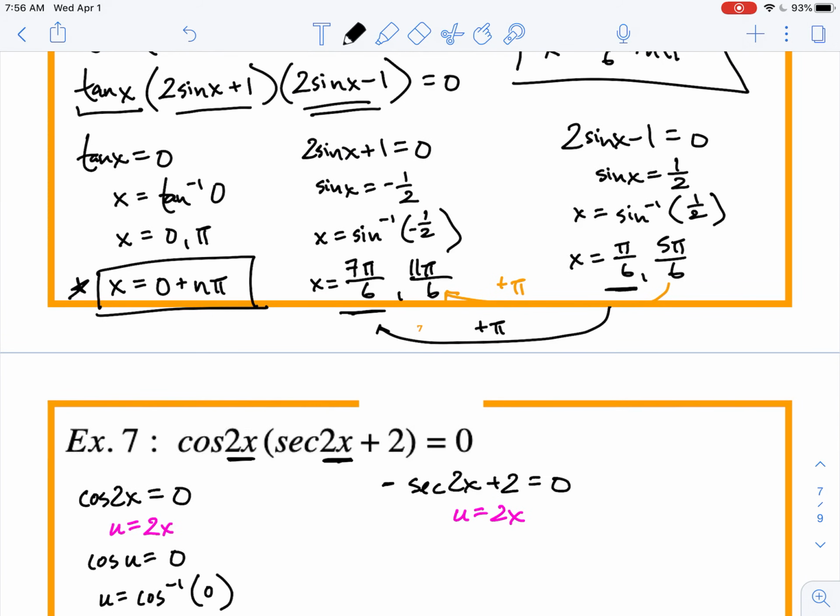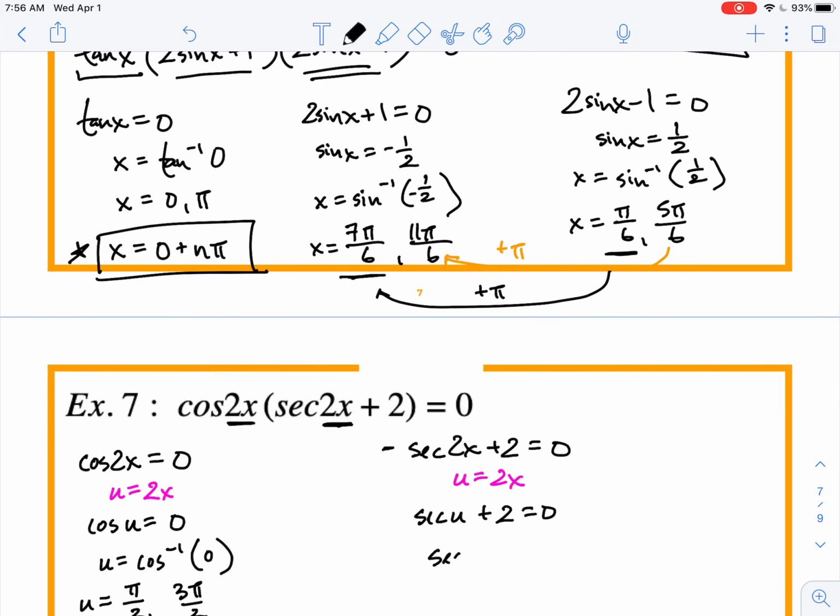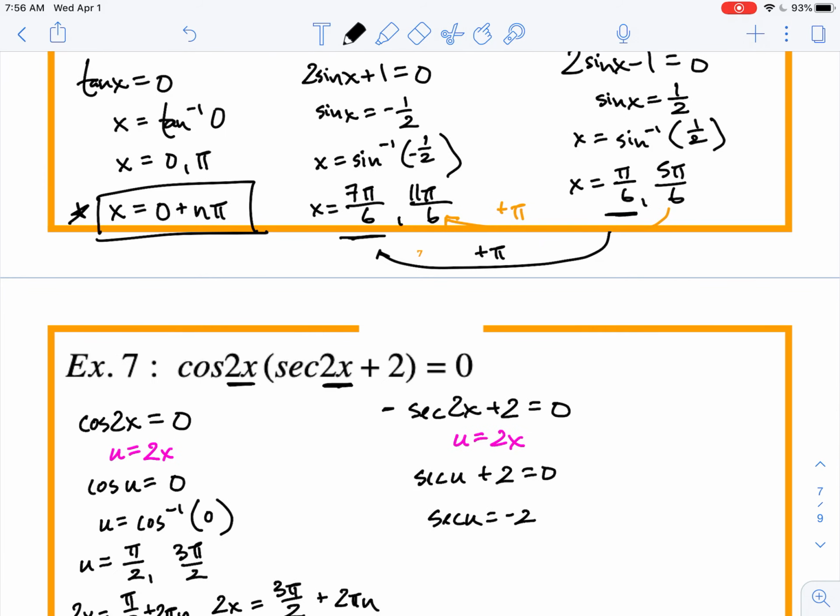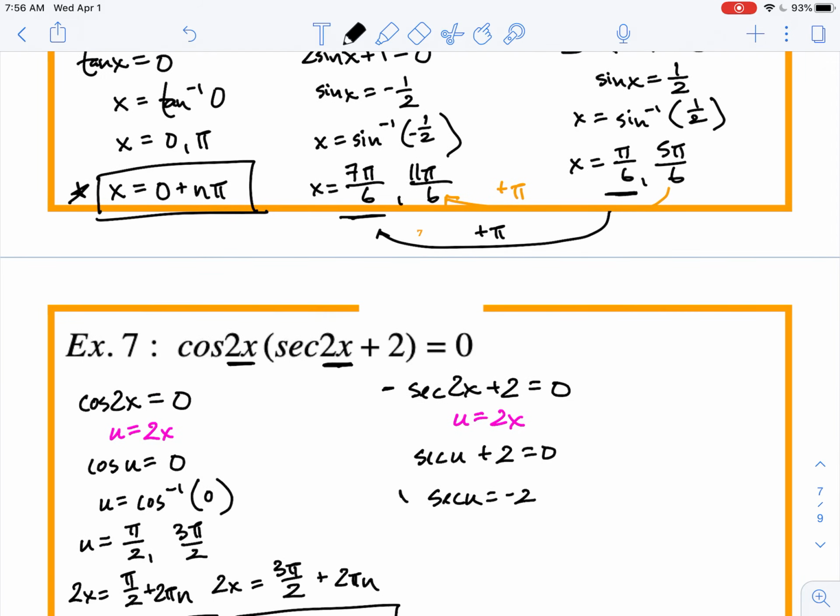So let's go back to that secant. Okay, if we make the same u substitution here, we'll get secant u plus 2 equals 0. Or we'll get secant u equals negative 2. Now, I don't know about you, but for me, it's harder to think about secant, but if I know what the reciprocal is, then it's a little bit easier for me to find numbers on the unit circle. So what I'm going to do is find the reciprocal of this side. So secant u, the reciprocal is 1 over secant u, which is cosine u.